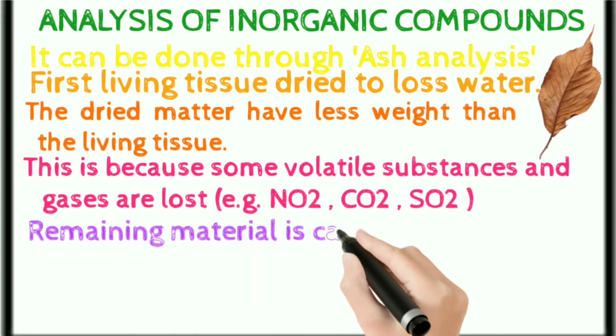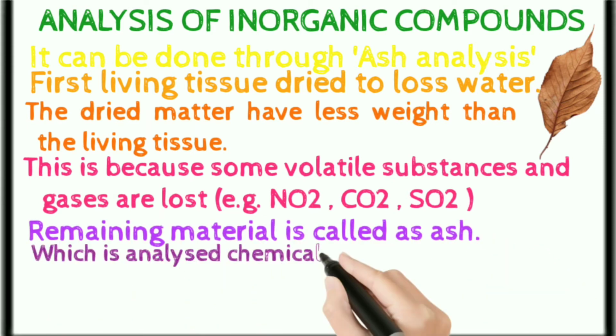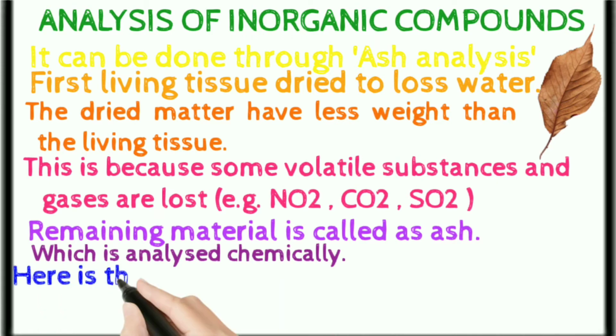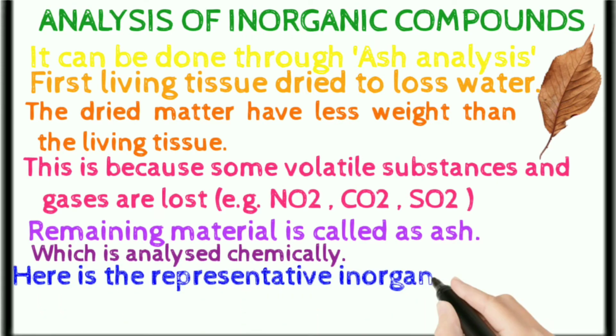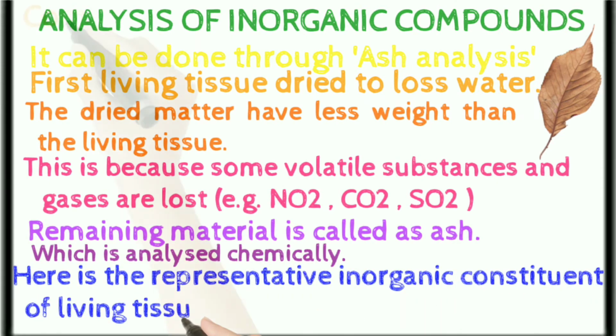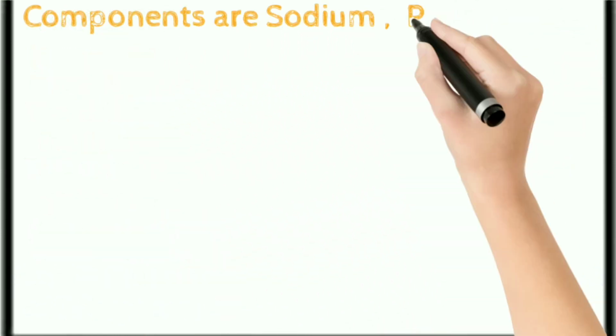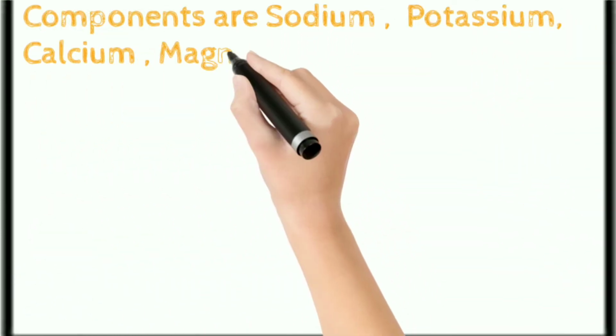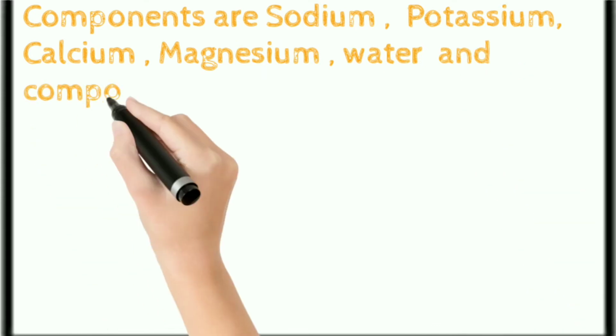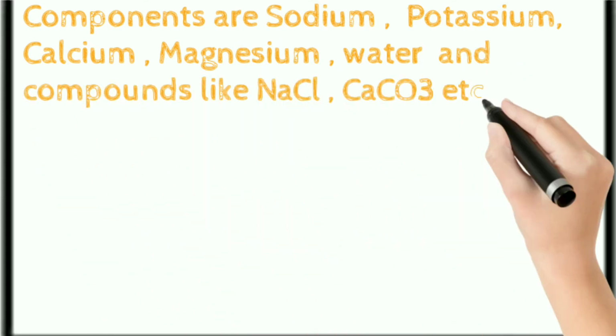The remaining material is called ash, which is analyzed chemically. Here is the representative inorganic constituent of living tissue. Components are sodium, potassium, calcium, magnesium, water and compounds like sodium chloride, calcium carbonate etc.